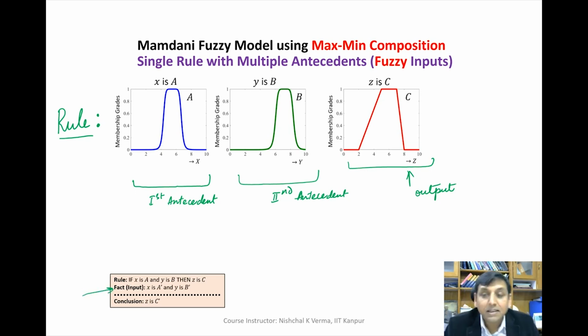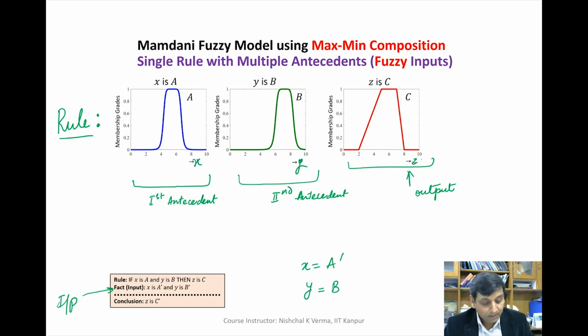So let us apply the input X and Y, and let us apply fuzzy inputs. When we say fuzzy inputs, it means we give the fuzzy value, and we all know that a fuzzy value means a fuzzy set. So let us give X is equal to A dash, Y is equal to B dash.